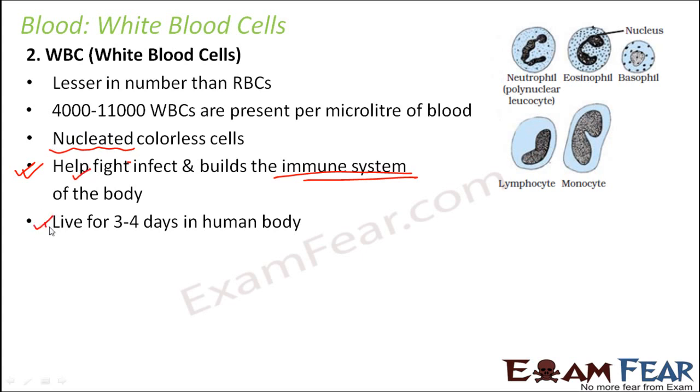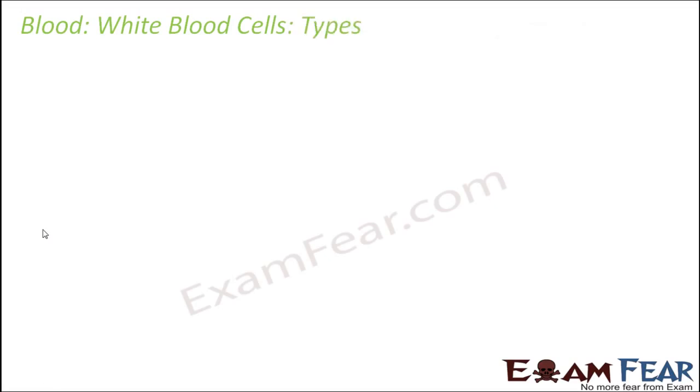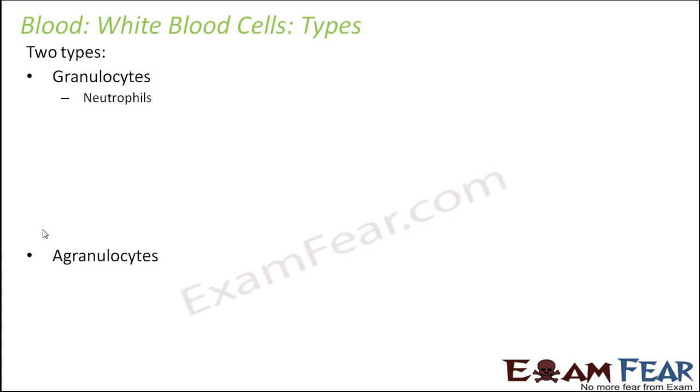Now RBCs had an average lifespan of almost 120 days, and these have only 3 to 4 days, which is quite less. So that is why it is said that when the immune system of your body is spoiled, that means not enough WBCs are present in your body, so you are more prone to fall sick. Now let us quickly discuss the types of WBCs. There are broadly two types of white blood cells, granulocytes and agranulocytes. So let us see what each of them is.